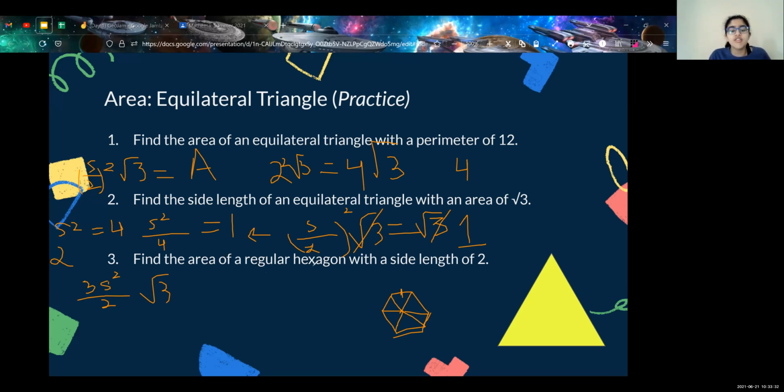So find the area of a regular hexagon with side length 2. So as I showed in this diagram over here, a side length of 2 would mean that it would be just 6 triangles with a side length of 2, right? So the area of an equilateral triangle with a side length of 2 would be 2 squared over 4 times radical 3. 2 squared over 4 is just 1, meaning that we get 1 radical 3, or just radical 3, right? And then we multiply this by 6 because there's 6 triangles. So we get 6 radical 3 as our answer.